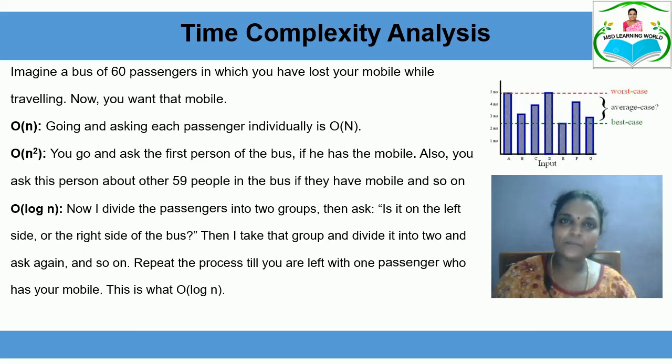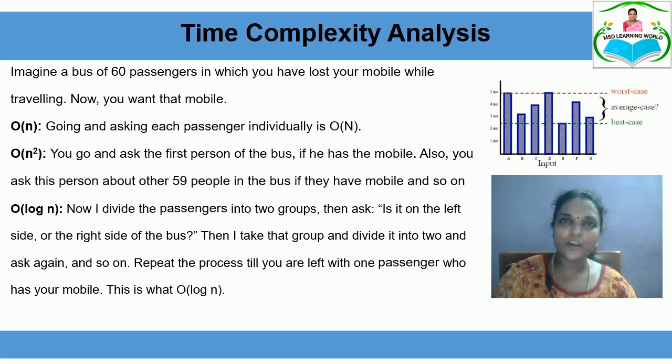So you divide the passengers into two, left side passengers and right side passengers. You go and ask the first person present on one side whether they have the mobile or not. Likewise, you ask the same thing to the right-hand side of the passengers. Then based on the answer, you decide the next step, whether to select the left side of the passengers or the right side. If it is the left side, then again you divide the passengers into two and ask the same question to both sides.